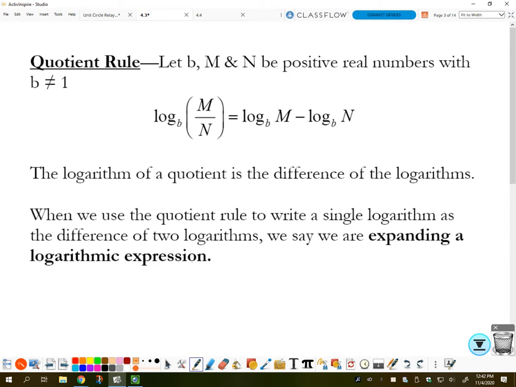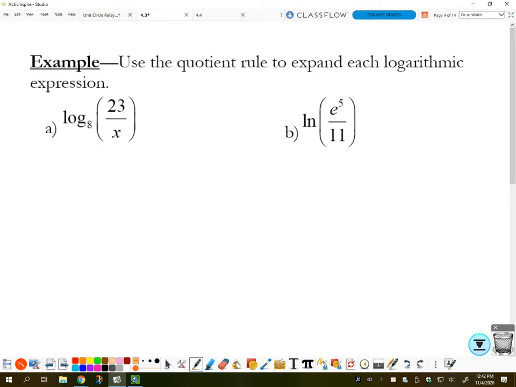Alright, so our next property, if we have division inside of a logarithm, then we can expand it with subtraction. And again, that should look kind of familiar because if you divide like bases, you get to subtract their exponents. So it's related to that exponent property. Alright, so to use the quotient rule to expand, anytime you have a fraction, you expand it with subtraction. So we're going to say log base 8 of the numerator minus log base 8 of the denominator.